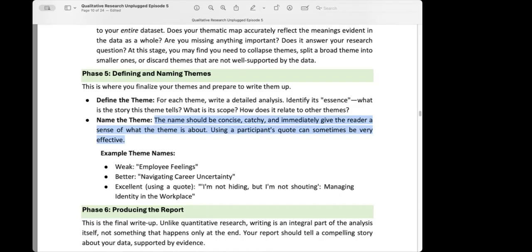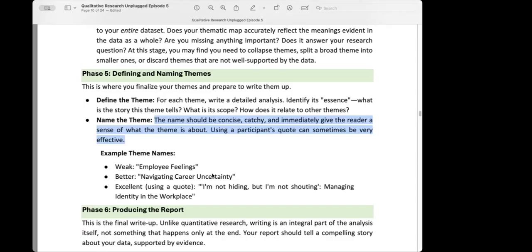Illustration, Maria. The guide provides excellent examples here. It contrasts weak names with strong ones. So instead of a weak descriptive name like employee feelings, a better, more analytical name reflecting Maria's experience might be navigating career uncertainty. And as we just discussed, an excellent name using a quote could be something related to visibility. For Maria's data, the guide clearly outlines specific definitions for the 3 themes we refined.